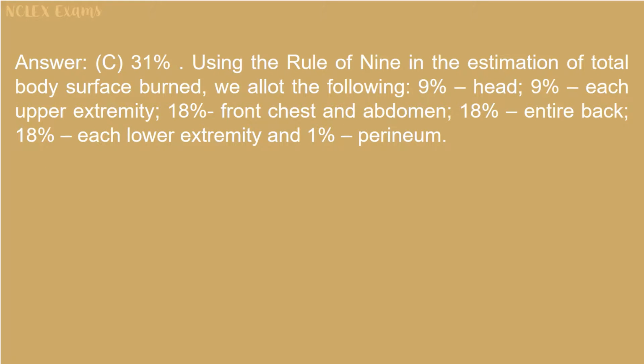Answer: C. 31%. Using the rule of 9s in the estimation of total body surface burned, we allot the following: 9% head, 9% each upper extremity, 18% front chest and abdomen, 18% entire back, 18% each lower extremity and 1% perineum.